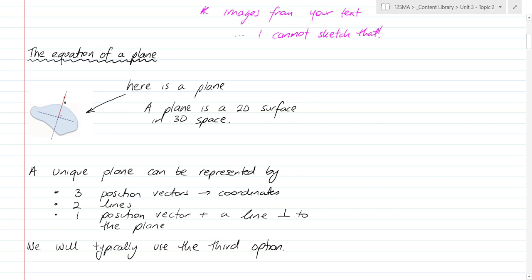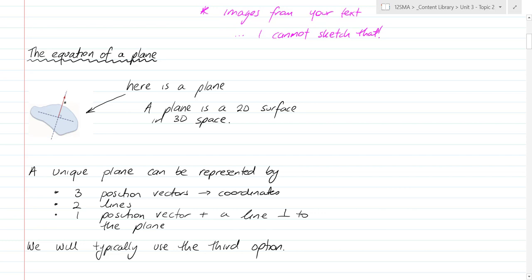So the equation of a plane, that's a plane. A plane is a 2D surface in a 3D space. So we have to be dealing fully with 3D spaces, and the vector cross product we just did was also dealing fully with 3D spaces.